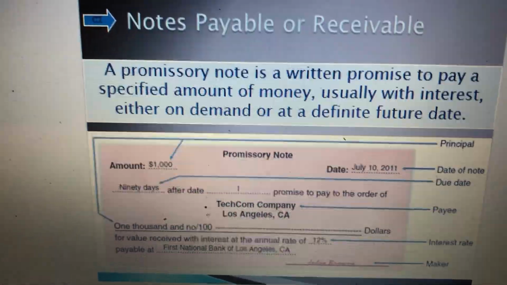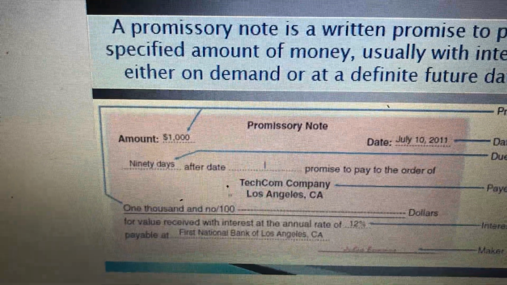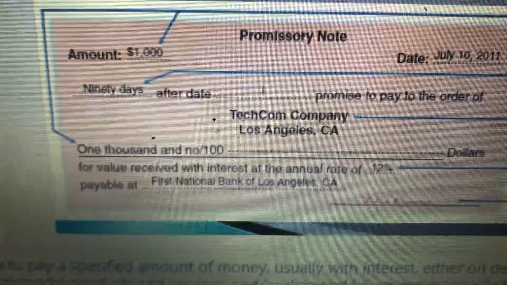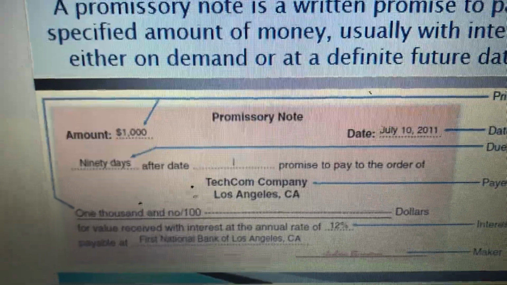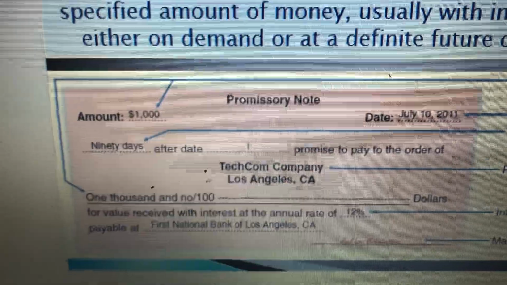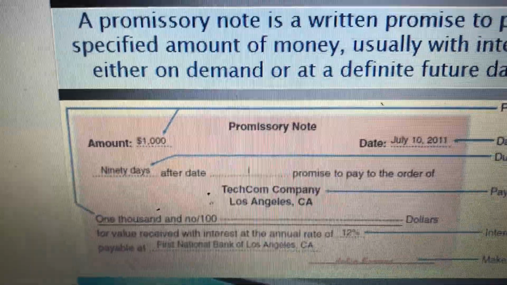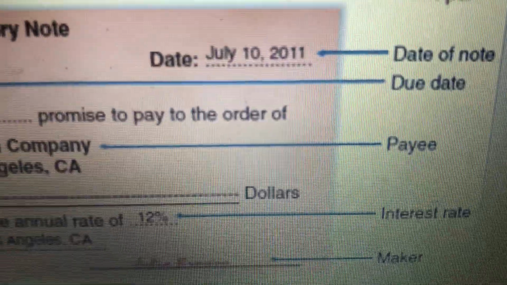This says that on July the 10th, she borrowed $1,000 for 90 days. The name of the bank should be in the center. Down at the bottom, she signed it. It's filled out like a check. Some of them are a lot longer than this, but this is her promise that she is going to repay the bank for the money that she borrowed, plus there's an interest rate. Notice that 12%. That's the interest rate.